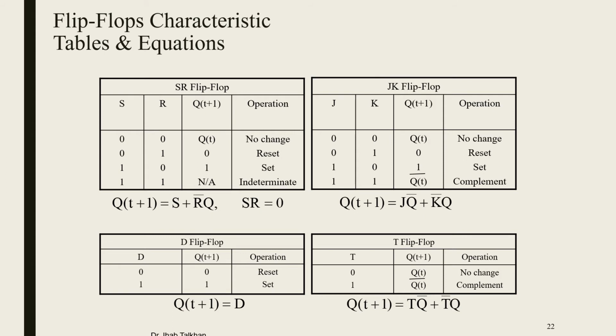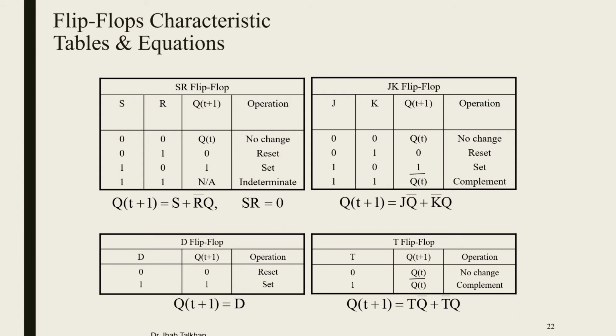Whenever S equals R equals 0, you will get Q of t plus 1 equal Q of t, which means no change. When S equals 0 and R equals 1, you will get 0, which is reset. When S equals 1 and R equals 0, you get Q of t plus 1 equal 1, which is set. When S equals R equals 1, it is not applicable, which means an indeterminate state.